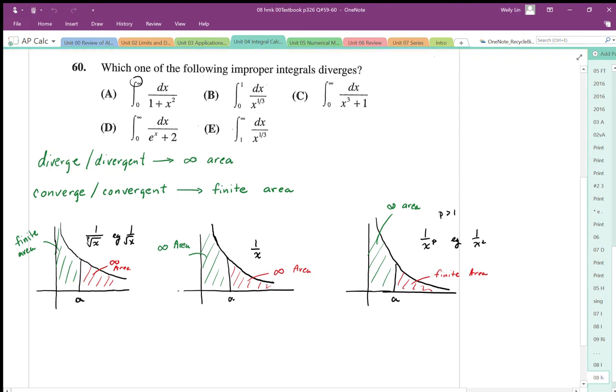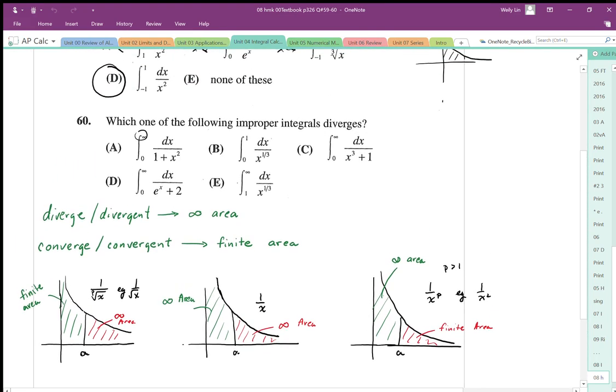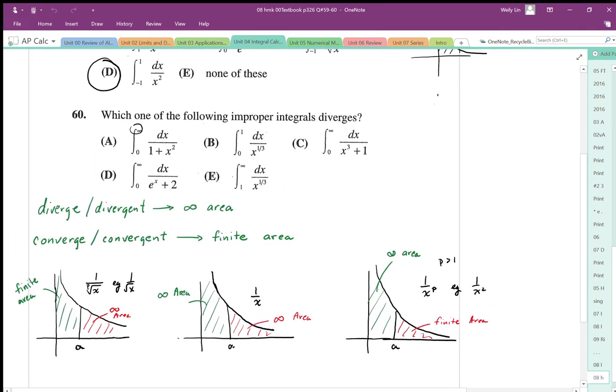Question number 60 is going to be analyzed similar to question number 59, and we're going to use the same principles. But we need to add on one other detail. So when we look at option A, we have 1 over x squared plus 1. This is going to behave like a 1 over x squared function as we go to infinity, so it's going to have finite area. But it's going from 0 to infinity, so we need to know what's happening near 0.